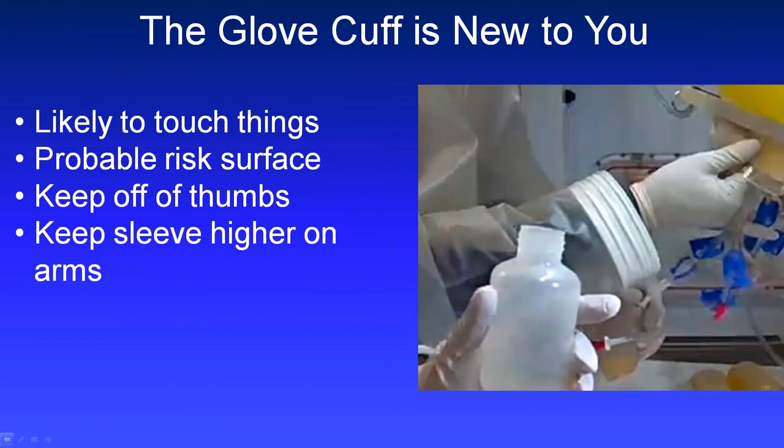Now, the glove cuff is something that's new to you, and it's likely to touch things. It is a probable risk surface. If you're working for long periods of time, particularly if you're standing up, that glove cuff and the glove material will work its way down your arm and may end up sort of laying on your thumbs. And we have a quick maneuver that we'll show you during our live session for getting that sleeve material up higher on your arm and getting it up off your thumbs.